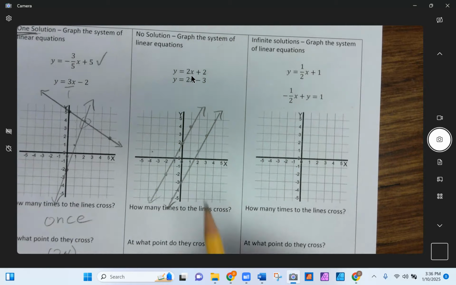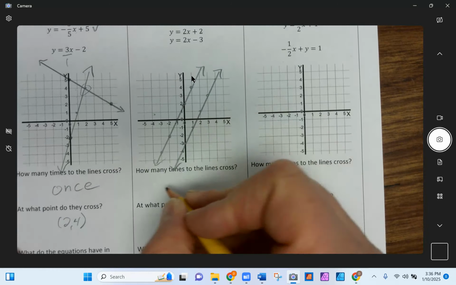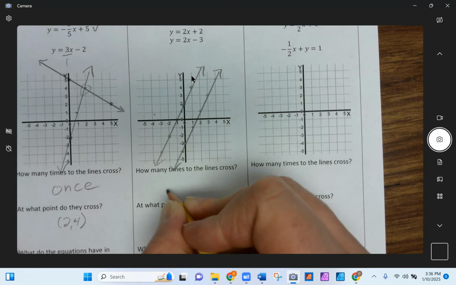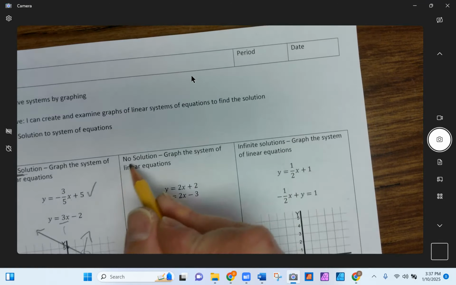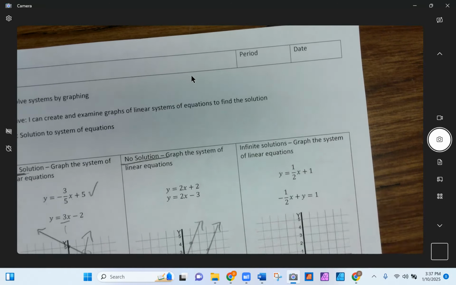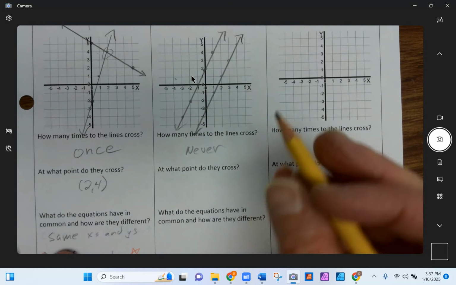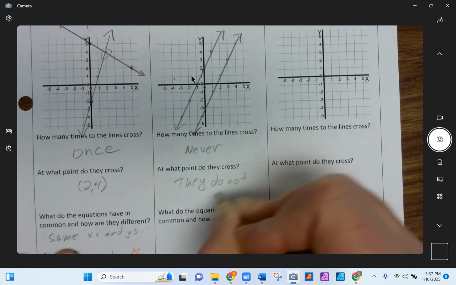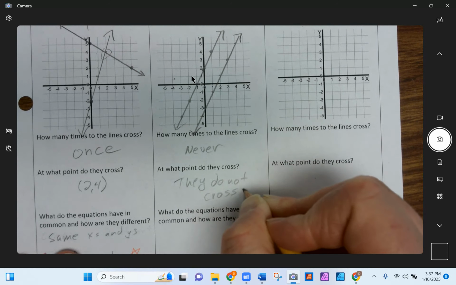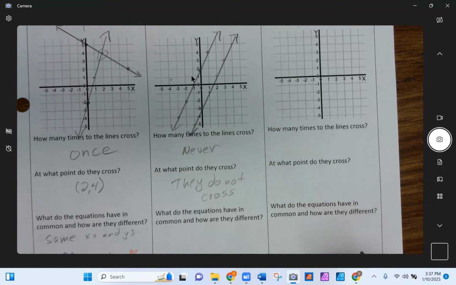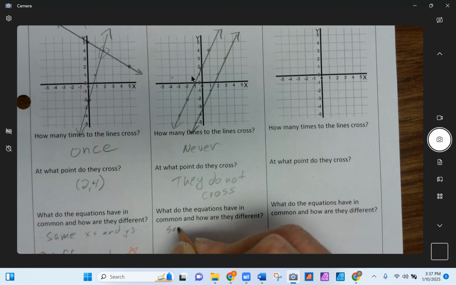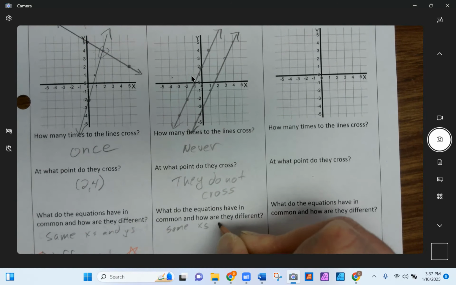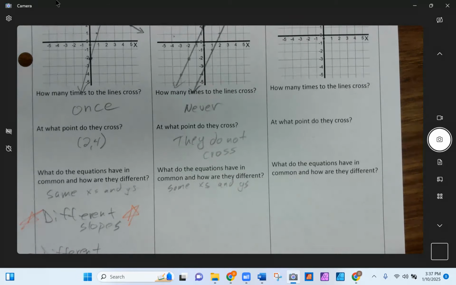So how many times do they cross? Well, they don't cross at all. Never. So when they never cross, no solution. At what point do they cross? They do not cross. And what do they have in common, and how are they different? Well, they have the same x's and y's. That's kind of like the base. All these equations are going to have the same variables.